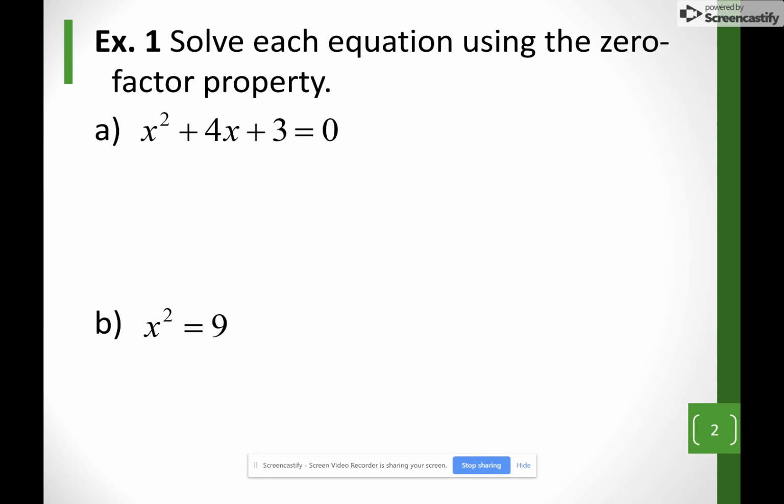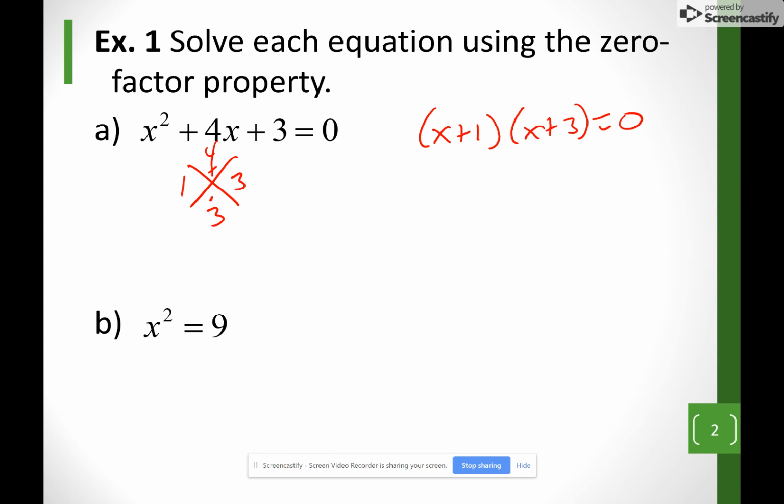I'm going to factor my left side. I'm thinking of two numbers that multiply to 3 but add to 4. My numbers are 1 and 3. So I'm going to factor the left side as x plus 1 and x plus 3, and this is equal to 0.